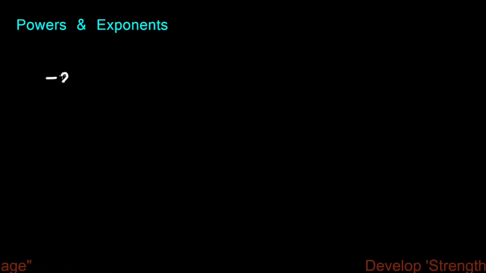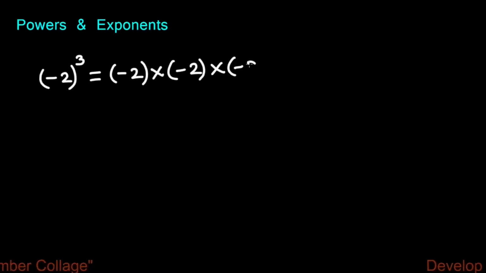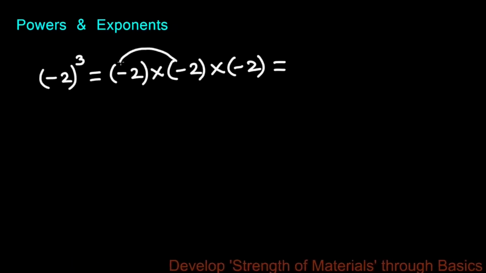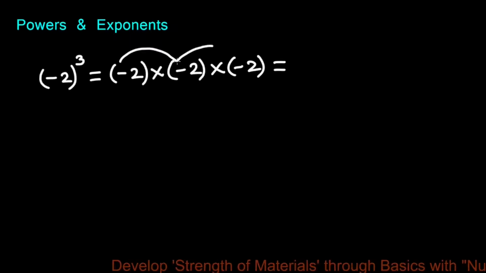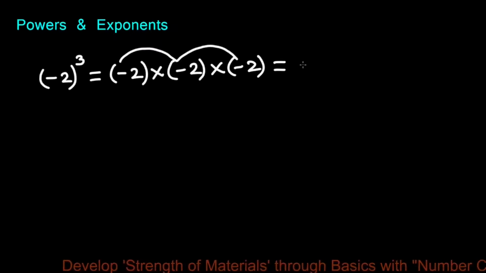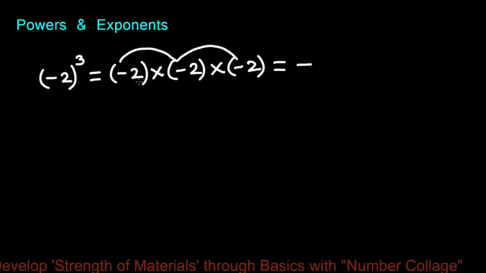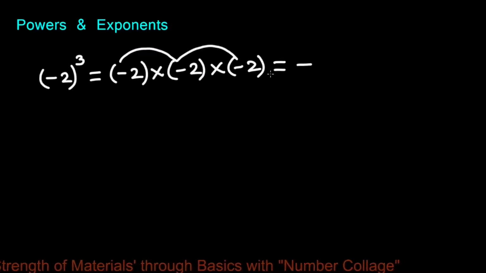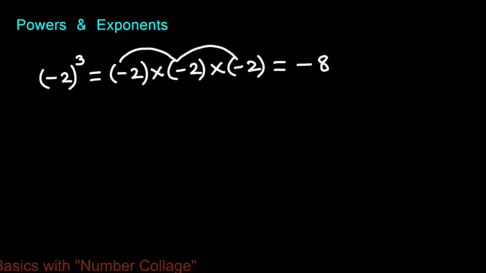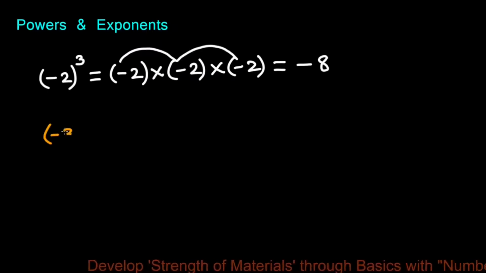Now let's play with some negative numbers as the base. For example, let us write minus 2 cube. It will be minus 2 multiplied by minus 2 multiplied by minus 2. Now this minus into this minus will be plus, and this plus into this minus will be minus. So it will be minus 2 into 2 is 4, 4 into 2 is 8. That is minus 8. What will be minus 3 raised to 4?